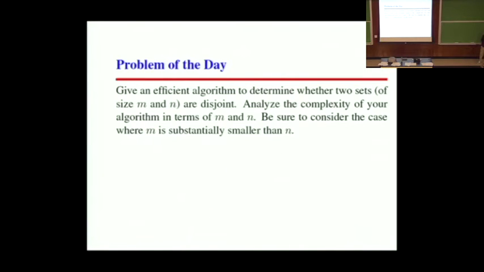I claim we can simplify this further. Why? Because we know that n is larger than m. We know that n is always larger than m. Does everybody agree with that? So if n is always larger than m, the sum of n log n plus m log m is always going to be less than or equal to twice the bigger term. Does everybody see that?